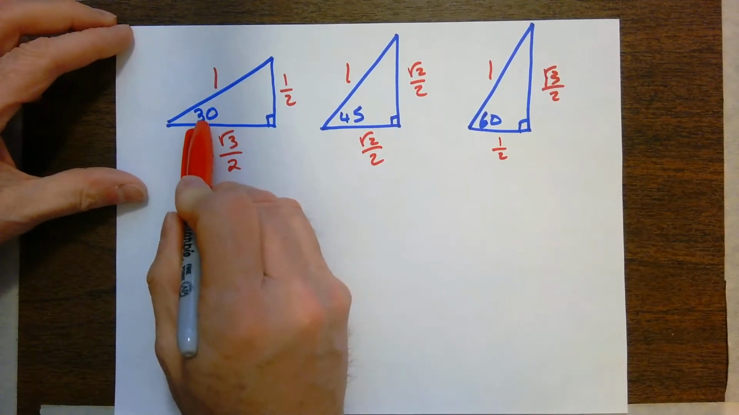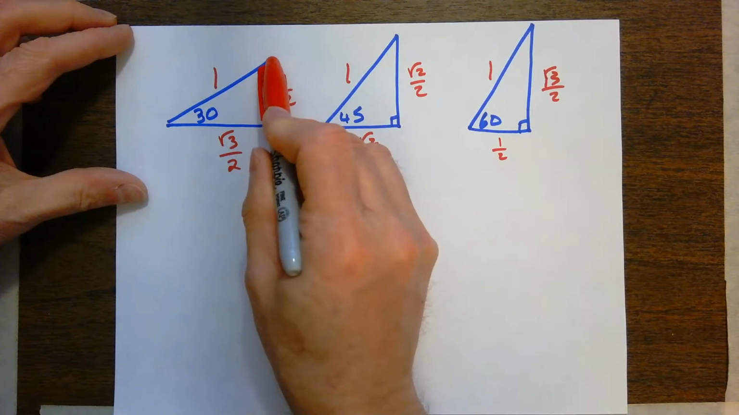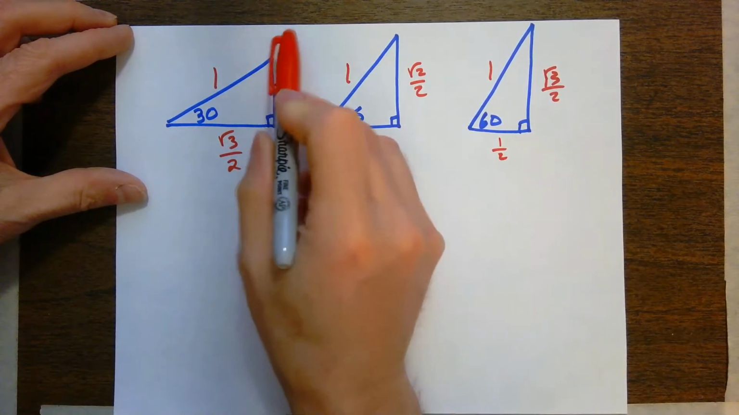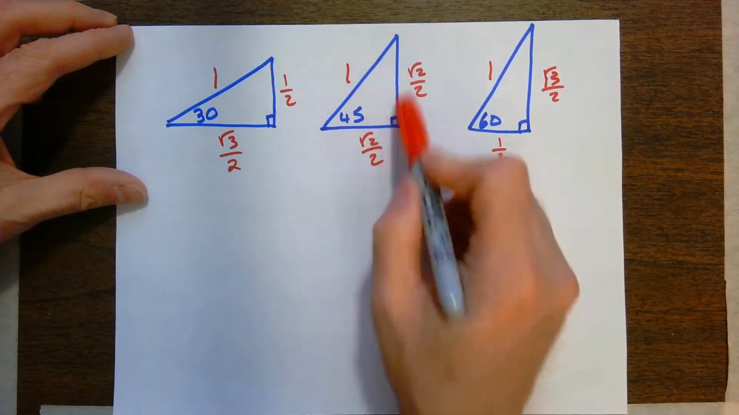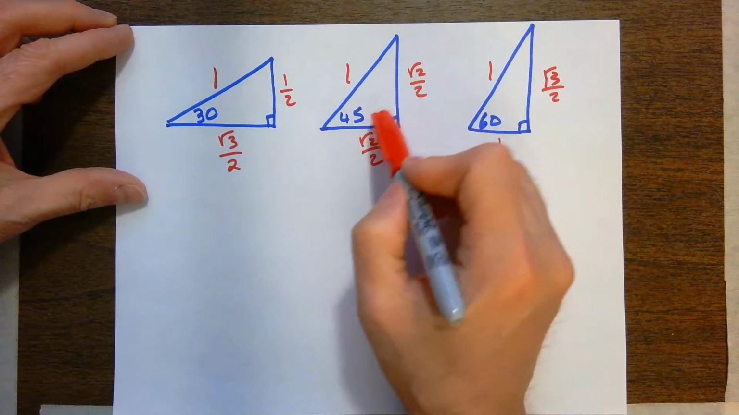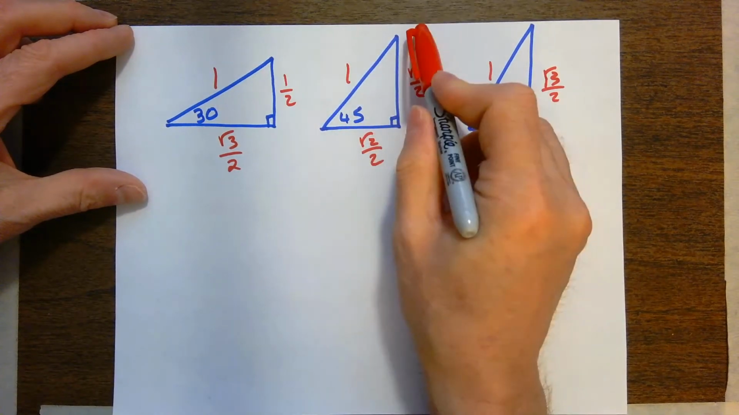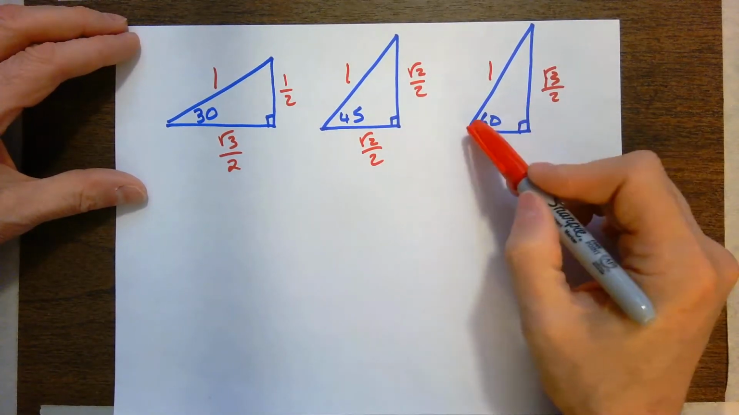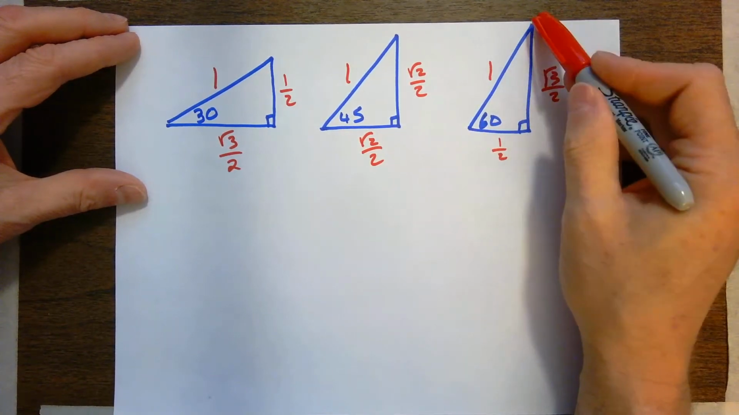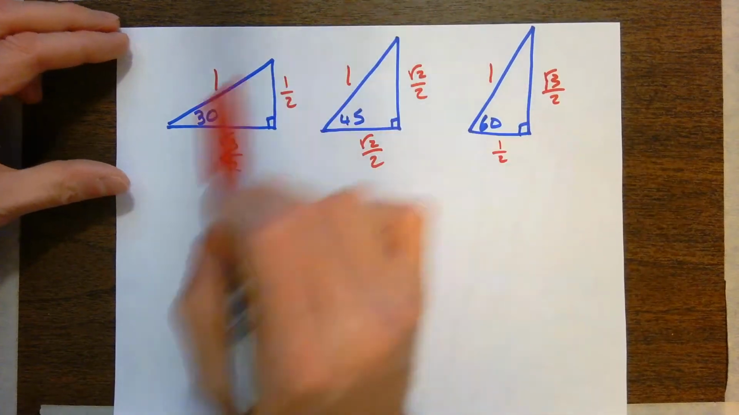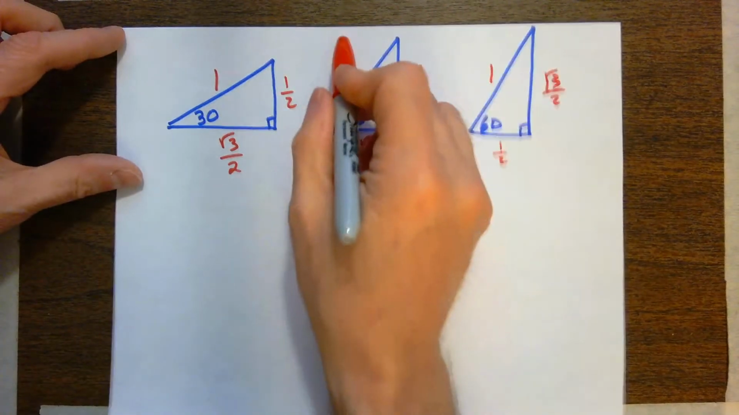So for the 30-degree angle, the coordinate here is going to be the x value, root 3 over 2, comma, the y value, 1/2. For the 45-45-90, the coordinates here are going to be root 2 over 2 and root 2 over 2. For the 60-degree angle, the coordinates here are going to be 1/2, comma, root 3 over 2. And then, of course, for 90 degrees, it's going to be 0 and 1.